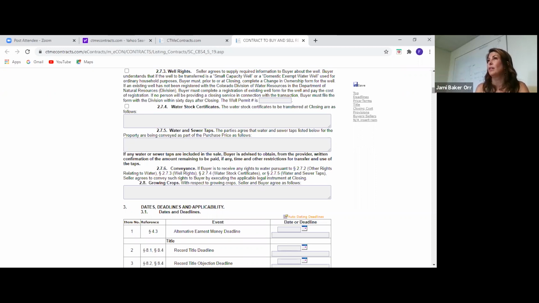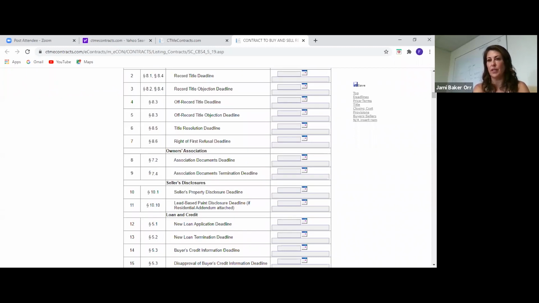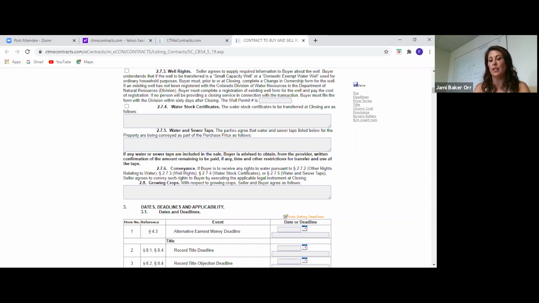I don't think it would have sold without the water attorney because it was pretty messy. And then growing crops. Sometimes this comes up if they're in the middle of a season, like pumpkins or corn. You may have some kind of agreement of who, maybe they're going to keep ownership of the crops until they harvest. You're just going to want that defined in the contract.